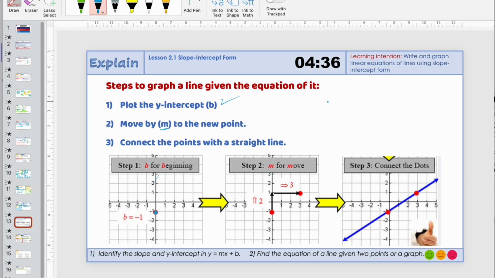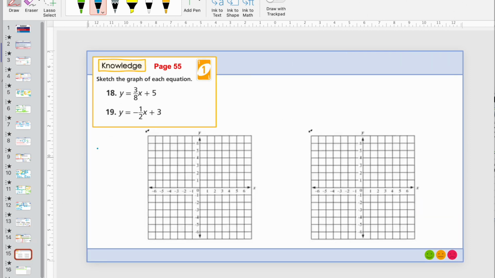So if your m is 2 over 3, my rise is +2, meaning 2 up. My run is +3, meaning 3 to the right, because run is either right or left. Rise is up or down. That's it. So just go up 2, then 3 to the right. Locate the new point and connect. And that's it. Let's see an example.